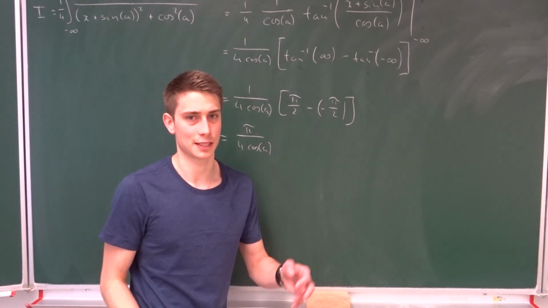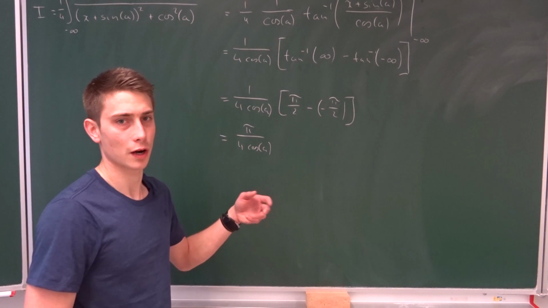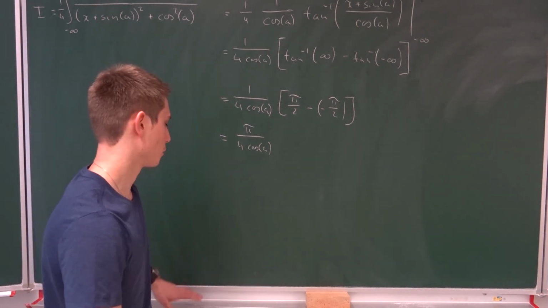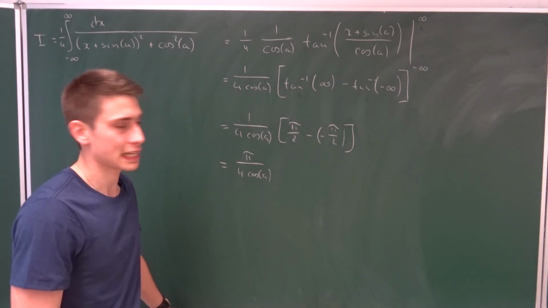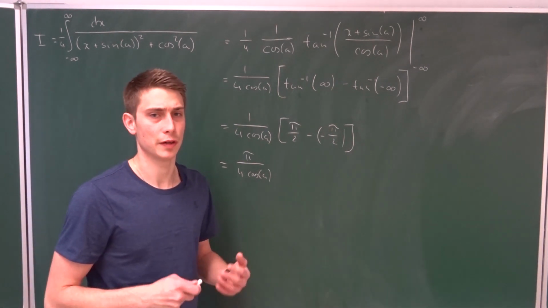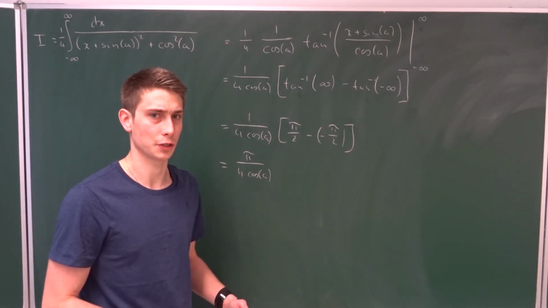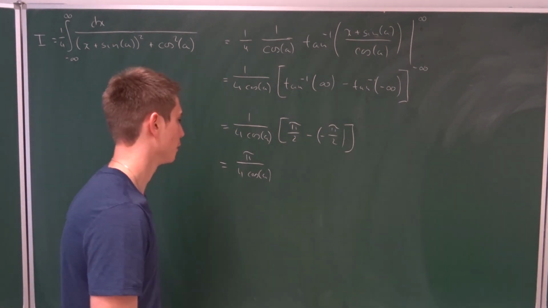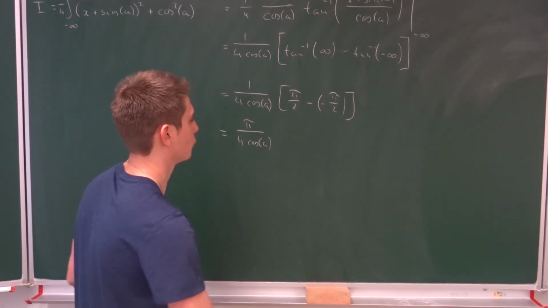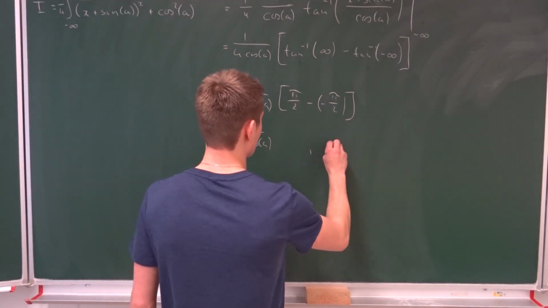But we are not done yet. That's just the result for our integral with the cosine in the denominator. And as we said in the beginning, we want to evaluate this integral for the a value of pi over 4. So we just have to plug in pi over 4 and then we are done.